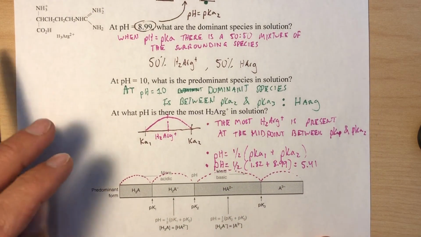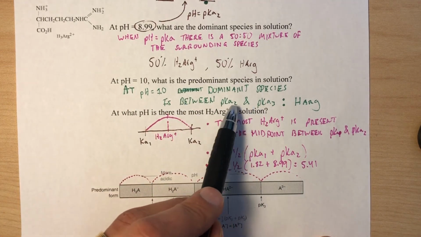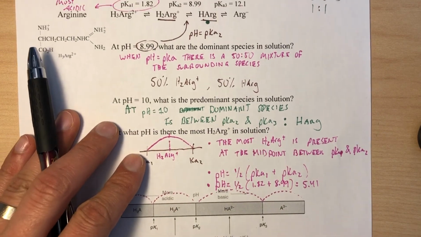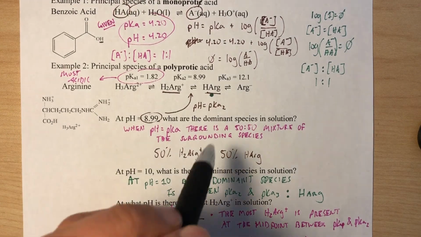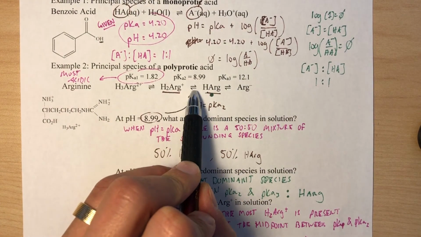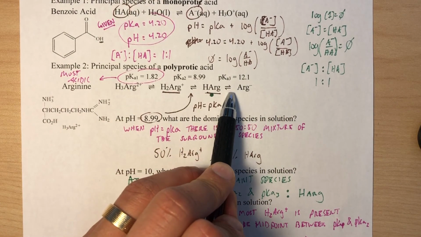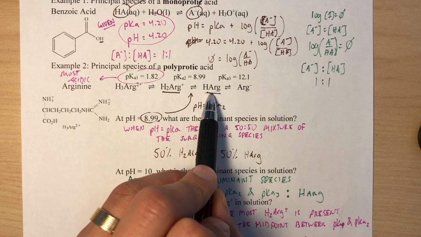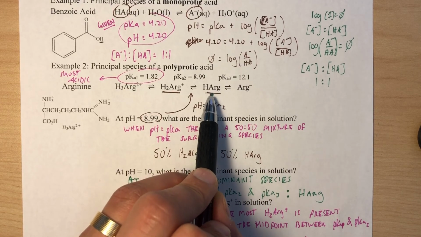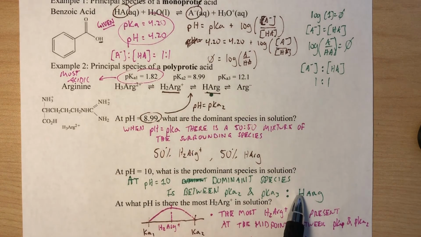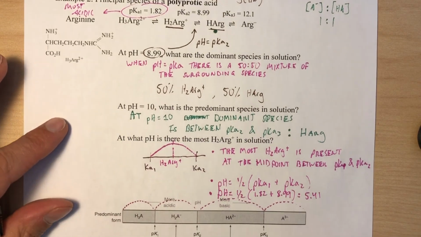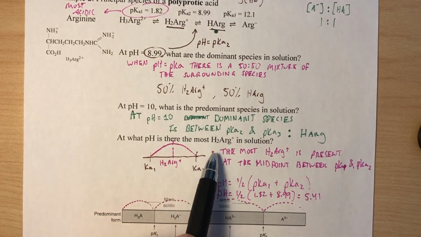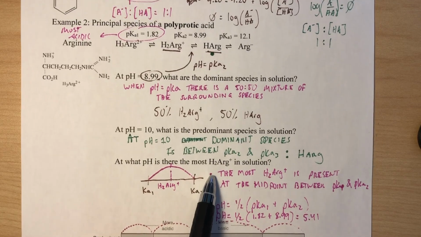At a pH of 10, the dominant species is between pKa2 and pKa3. pKa2 is 8.99, pKa3 is 12.1. So at a pH of 10, we're between those two values. So we can assume that the greatest amount of species present is going to be H arginine, which we have identified here. Next, at what pH is there the most H2 arginine+ in solution?